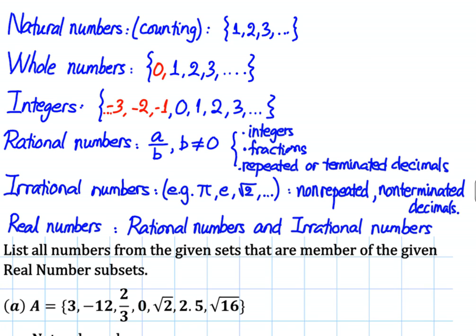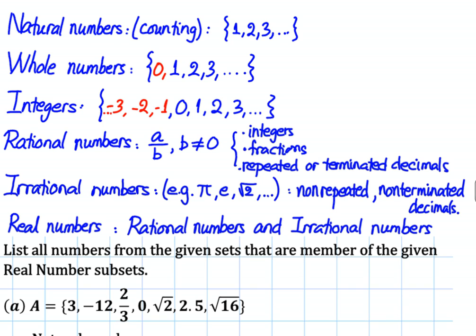We're going to now list numbers from a given set that are members of the real number set, but before we get to that example, I would like to review the different types of numbers. The first numbers we have are called counting numbers. The actual name is natural numbers.